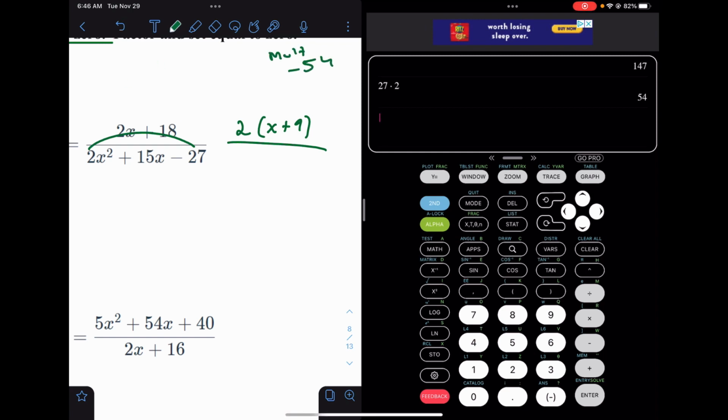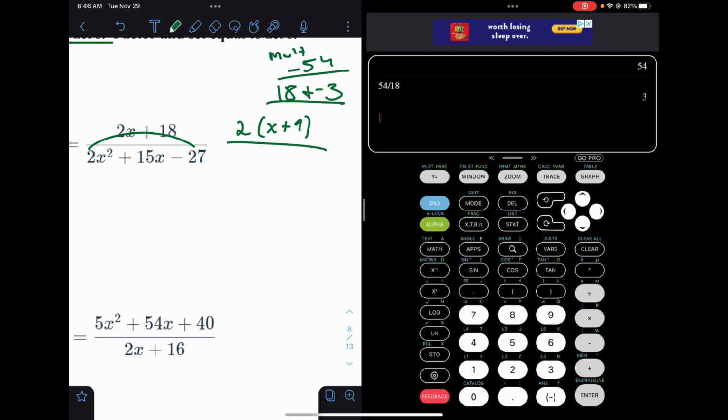And we need to add to 15. Let's see. That's kind of a tricky one. What about 18? Let's see. Yes, that does work. So it looks like to multiply to negative 54, we could do 18 and negative 3, and then those are going to add to 15.